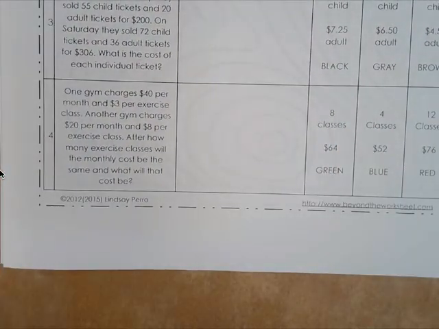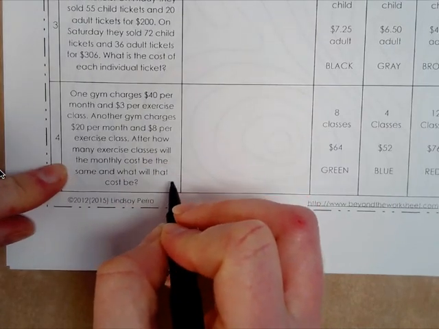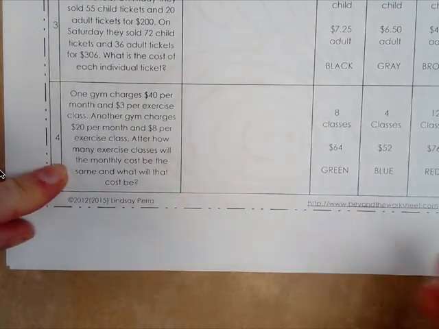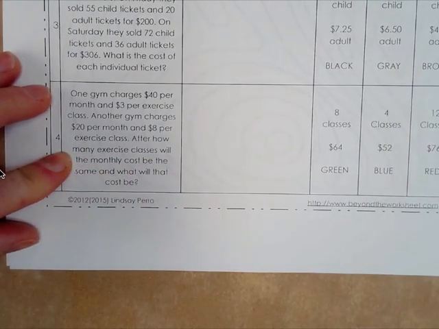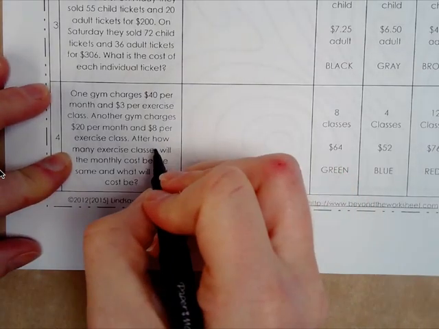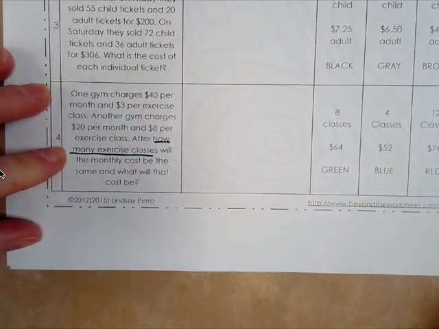One gym charges $40 per month and $3 per exercise class. Another gym charges $20 a month and $8 per exercise class. After how many exercise classes will the monthly cost be the same, and what will that cost be? So we're only talking about monthly costs. So that's just 1 month. So our variable is after how many exercise classes.